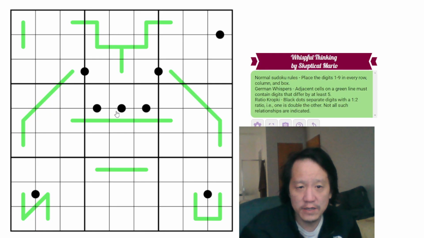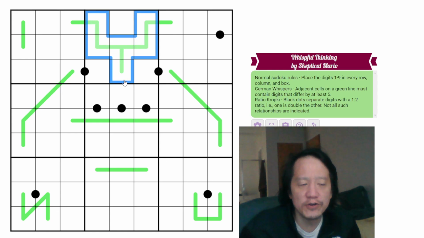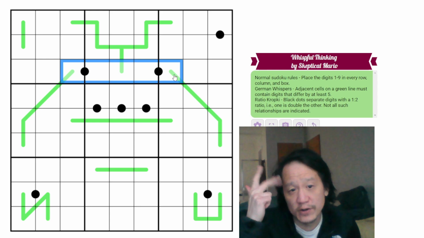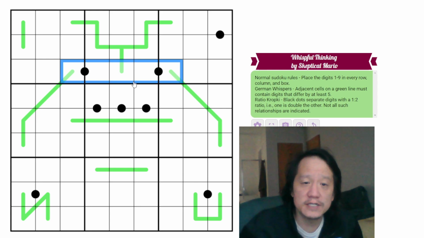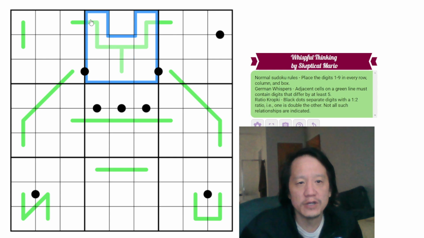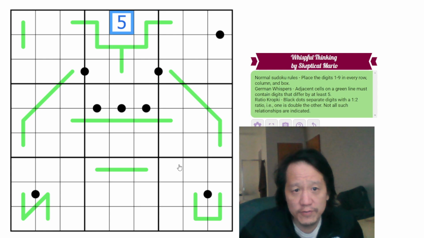Let's go. Okay, so first thing is that on a German whisper line, you can never have a 5. Also, on a cell next to a black Kropke dot, you can also never have a 5. You can't have a 5, a 7, or a 9, but you can't specifically have a 5. So where in box 2 is the 5 going to be? Can't be on the German whisper line. Can't be next to a black Kropke, so it has to be here. So this is a 5.